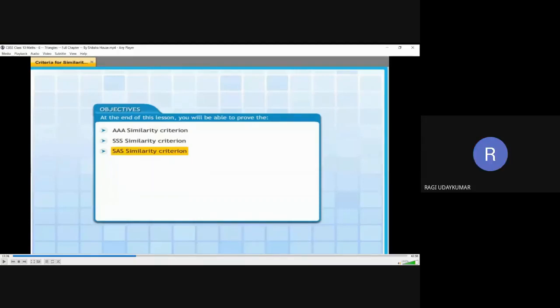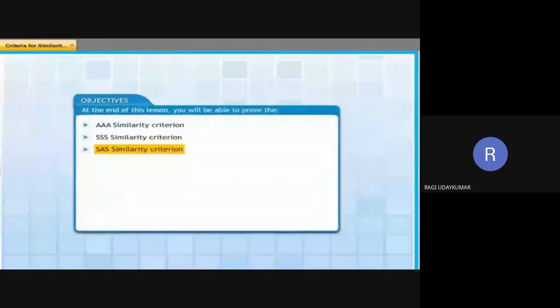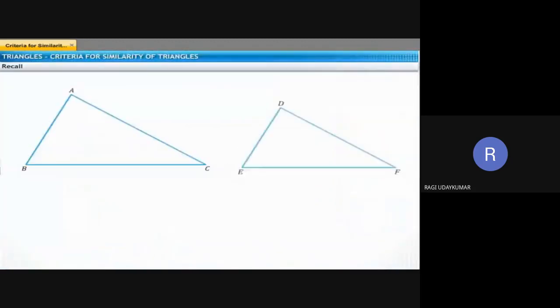We are going to have these criteria for similarity of triangles. AAA is nothing but angle. In the case of congruency of triangles, you are not going to have the angle criterion. So you have the SAS criterion, SSS criterion, RHS criterion and ASA. But when you consider similarity of triangles, we are going to have these three criteria. And see here, triangle ABC and triangle DEF are taken into consideration.